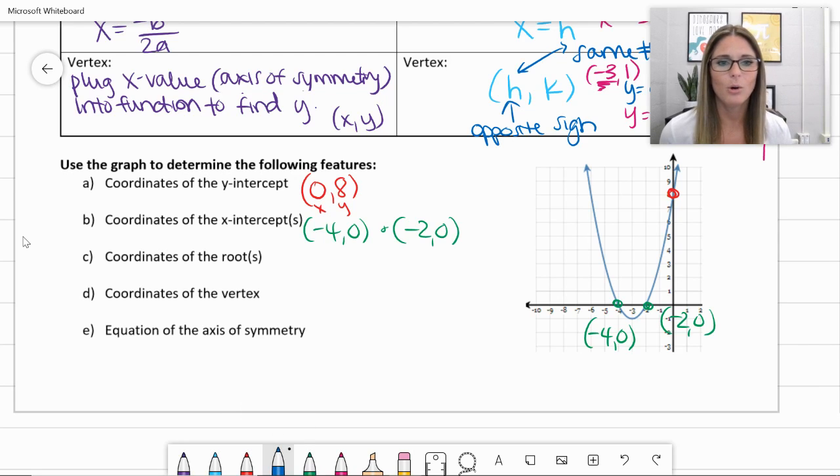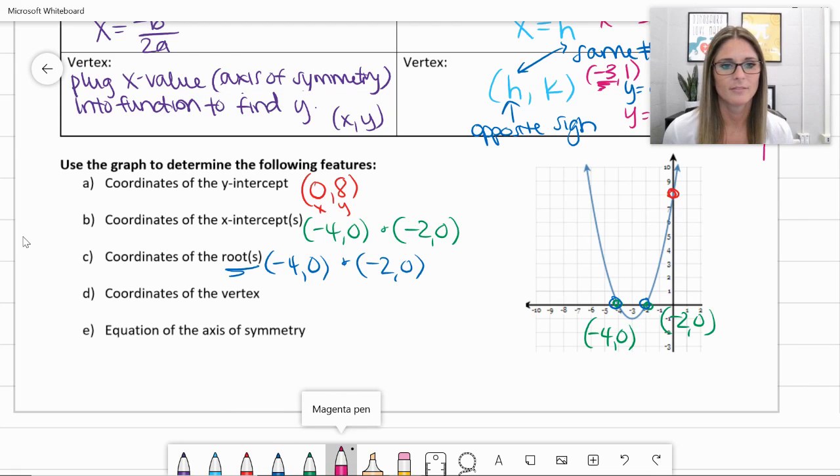C, find the coordinates of the roots. What are the roots? It's kind of a trick question. Kind of want to make sure you are paying attention. Roots is the same as x-intercepts, so those same ones again. D, the coordinates of the vertex. Vertex down here. -3, -1.